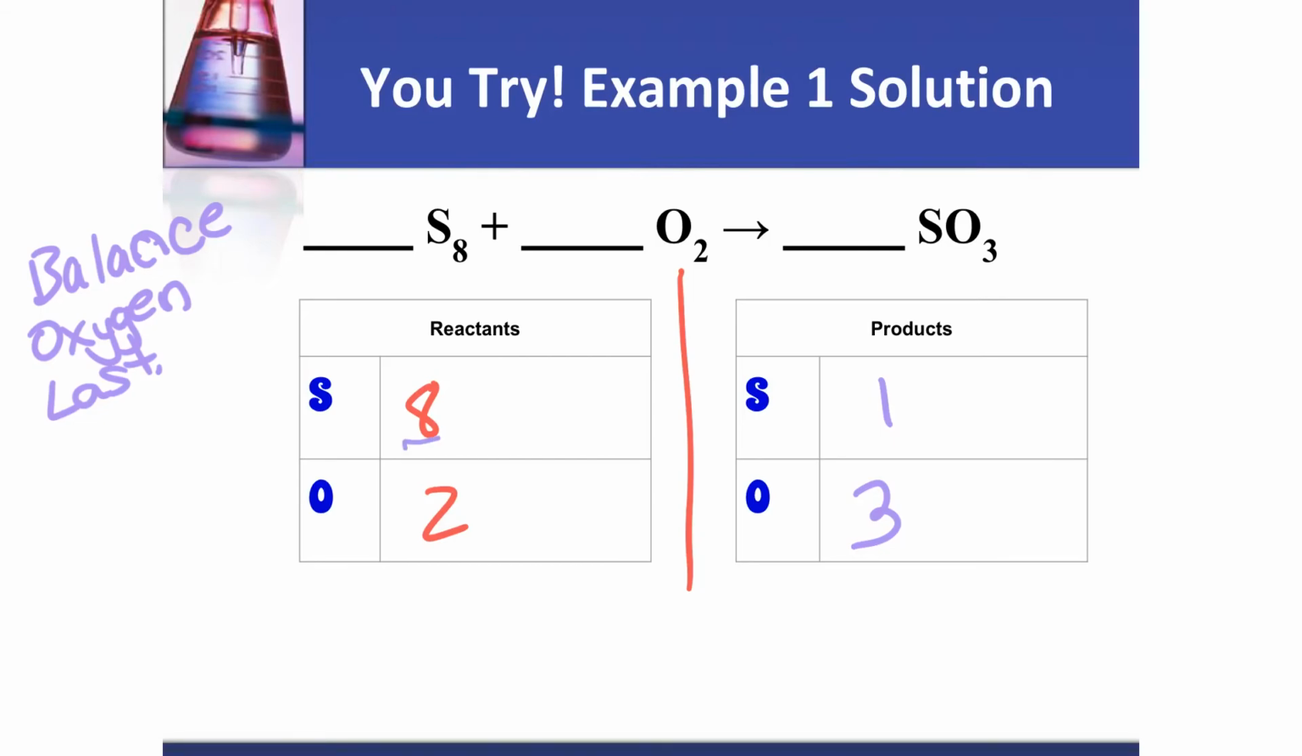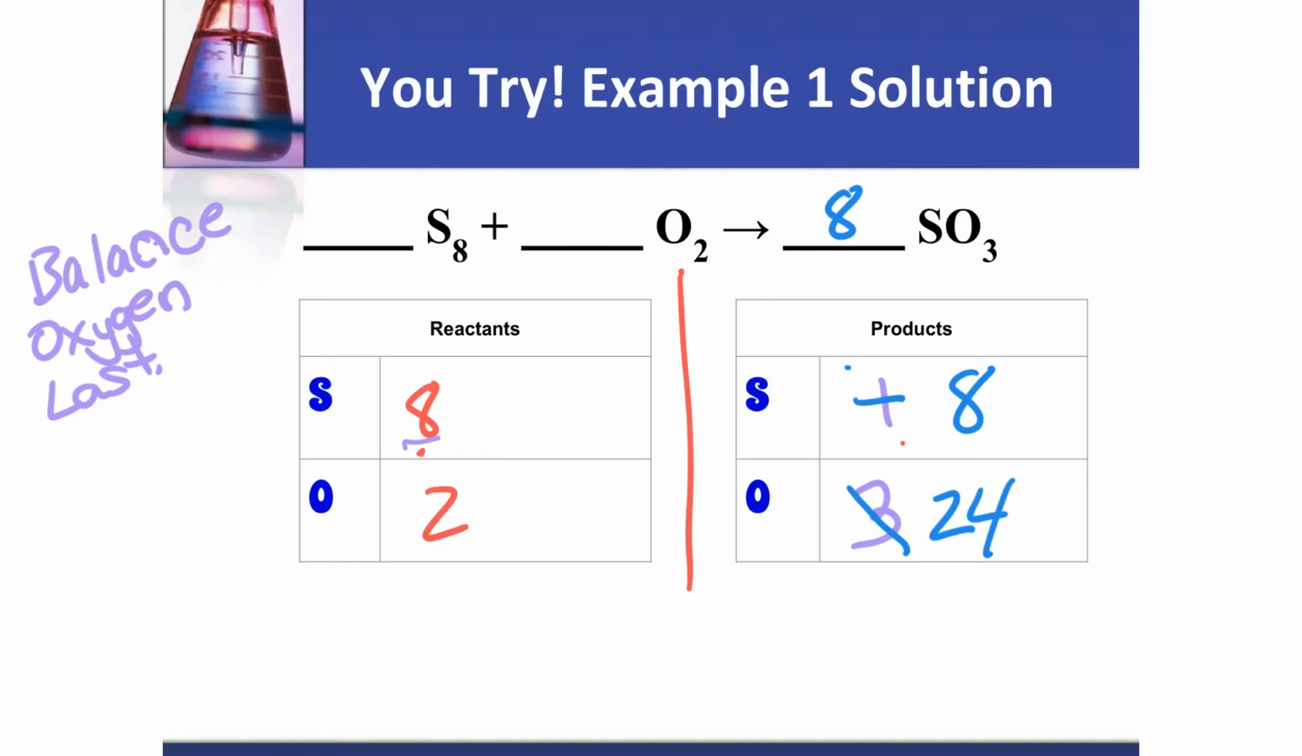So how do I get 8 and 1? Well, I need to put an 8 here. Let me just change that to a different color. So I have 8, and now my product numbers change. So instead of 1 sulfur, I have 8. Instead of 3 oxygens, I have 8 times 3, which is 24. So now if I look across, both my sulfurs are balanced, but my oxygens are not.